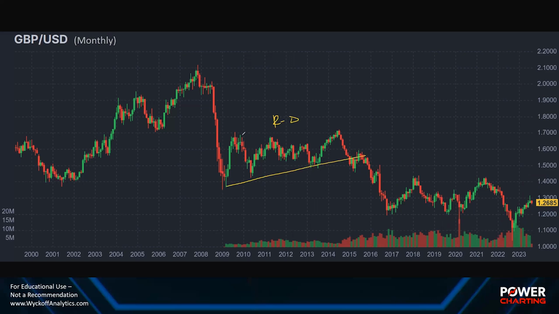Developing an eye for redistribution is so important. Now look at the scale of this. This is like 2009 to almost 2015. I mean, you could even say that because there's that LPSY in there. That's the reason to be looking at monthly charts, because that is the backdrop that you're operating in.